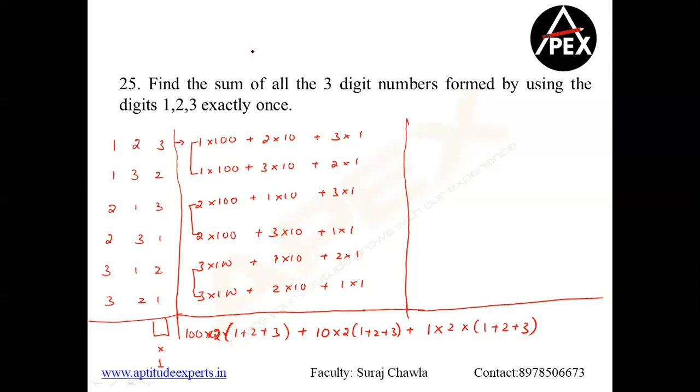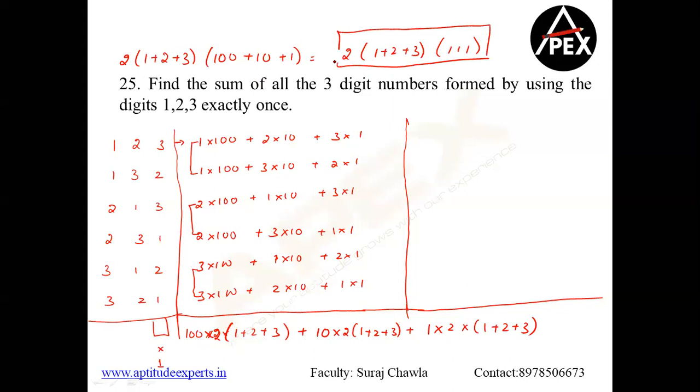Now what do I see? I'm just writing on the top for your understanding. I can take 2 into 1 plus 2 plus 3 common. And what do I have finally? I have 100 plus 10 plus 1. Right? So eventually we have 2 into 1 plus 2 plus 3 into 1, 1, 1. Clear, guys? Is this point very clear?